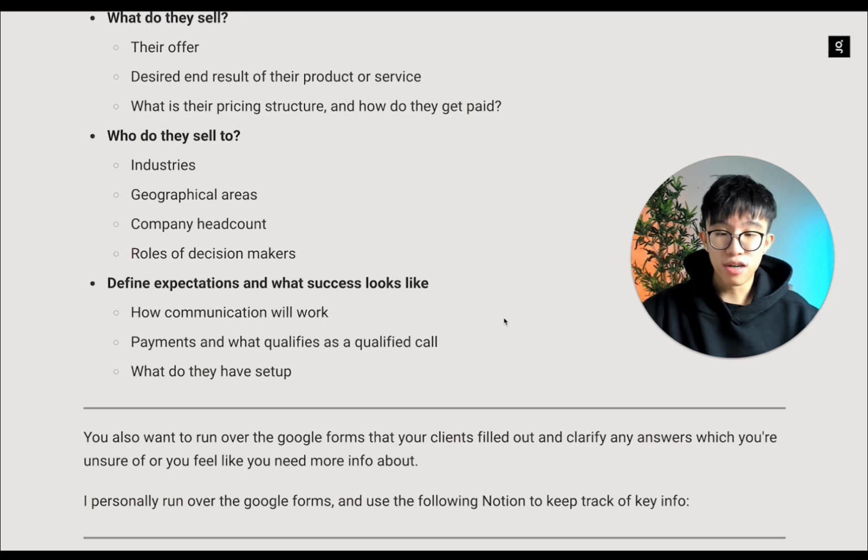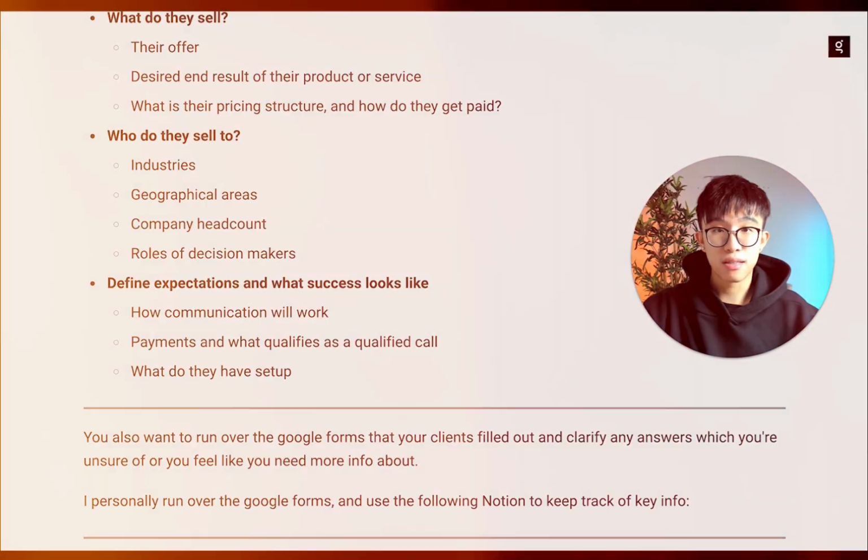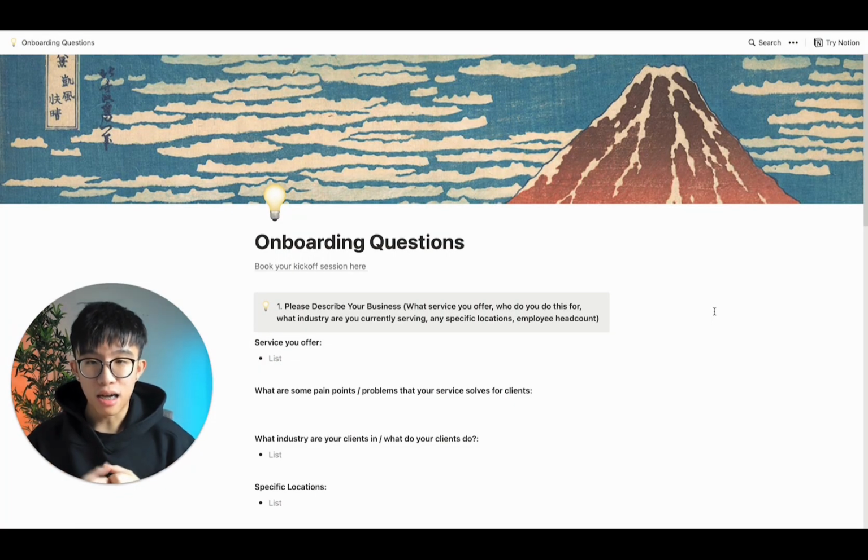And I personally run over the Google Forms, and I use the following Notion to keep track of key information with my clients. So what you're seeing right now is a Notion where I have some of these onboarding questions. And as I'm running through the onboarding call with my clients, I also pull up this Notion and fill in the answers to some of these questions.